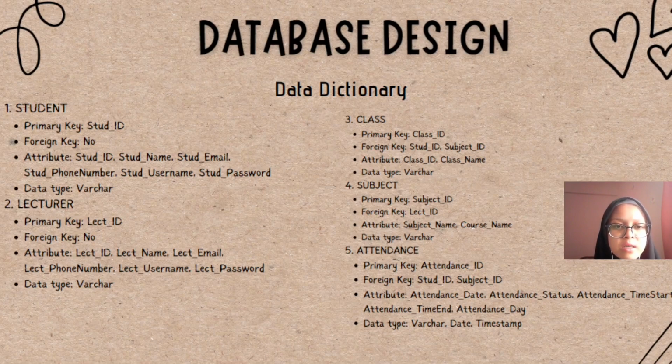Okay, the last one for the data dictionary is attendance. The attendance table uses primary key as attendance ID, foreign key as student ID and subject ID. For the attributes: attendance date, attendance status, attendance time start, attendance time end, and also attendance day. And the data type for the attendance table uses varchar.